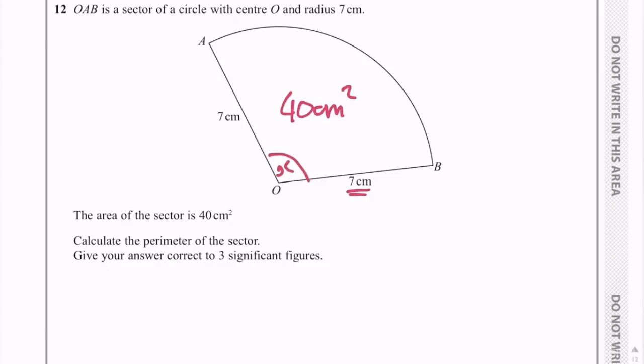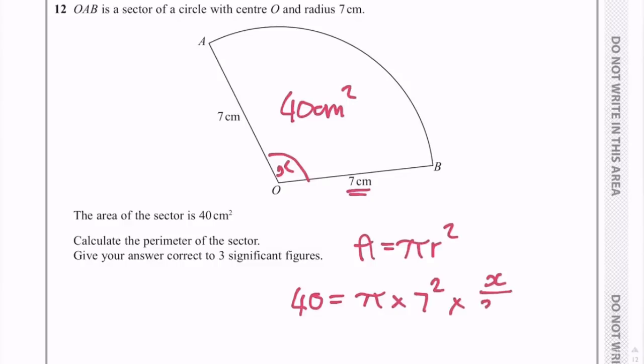To work out the area of a circle, it's pi r squared. So write down area equals pi r squared. But it actually tells us what the area is. It says the area is 40. So I can say 40 is equal to pi times 7 squared, and then times whatever fraction of the circle this is. Now we don't know what fraction that is, so I'm just going to put x over 360, the amount of degrees in a circle.